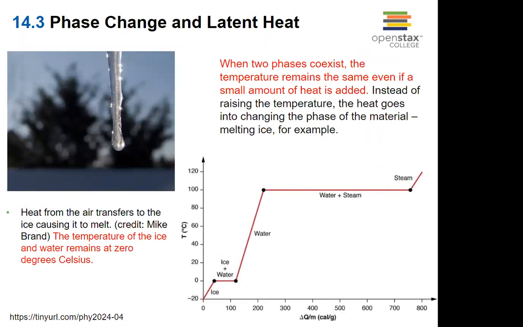Okay, so next we are going to look at phase change and latent heat. Okay, so as we know, you can have different phases for the same substance. For water, you can have solid water, which is ice. You can have liquid water, which is water, and then you can have steam, the vapor form of it.